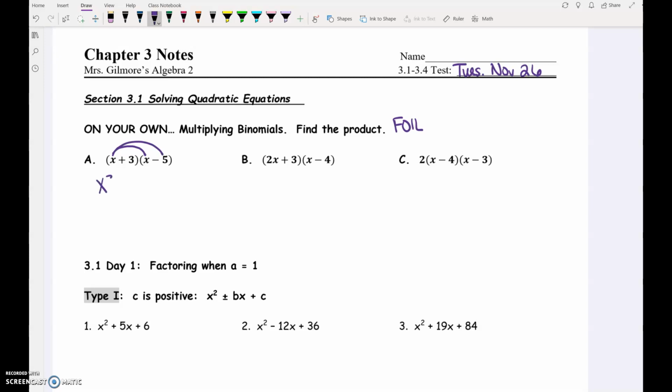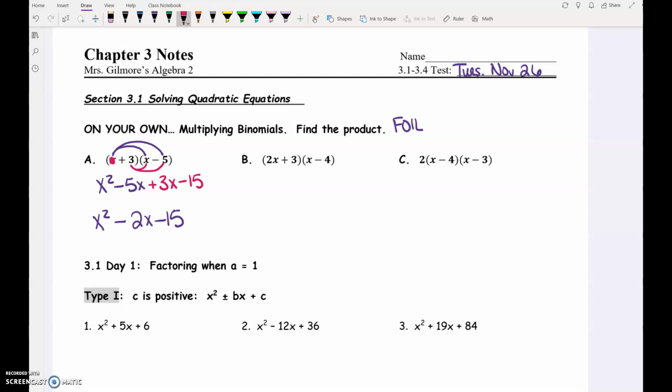So using purple, I will distribute my x. That will give us x squared minus 5x. And then using pink, I'm done distributing this x. Now we need to distribute the 3. That gives us 3x minus 15. So FOIL is really just distribute however many times you need to so that everything in the first set of parentheses gets distributed to the second set of parentheses. Then we combine our like terms.